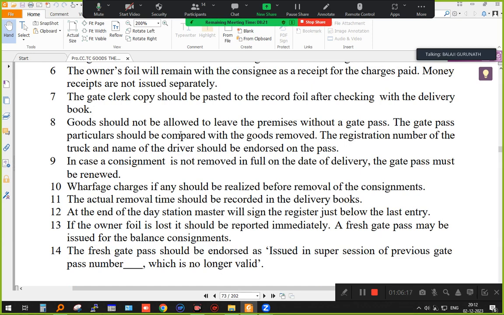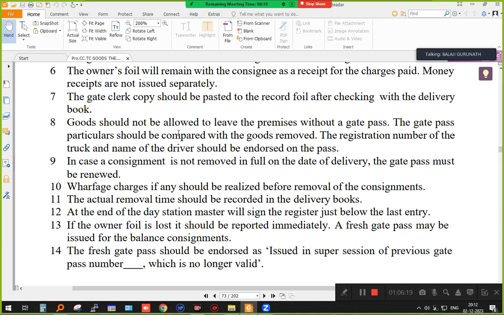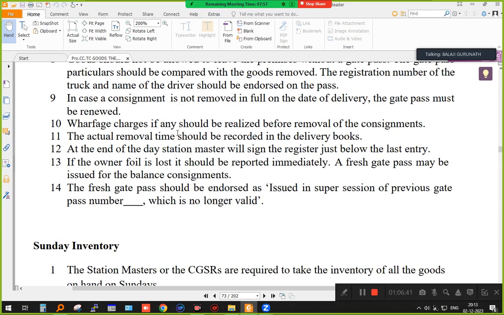This gate pass is there in big stations just to keep track of the consignments leaving the premises, to see that theft is not occurring. Usually theft or exchange, excess delivery, these are the things by which loss of revenue will be caused. When exchange of goods is there, when excess goods are delivered, or when the wrong person takes the delivery of the consignment, all these things. Right.